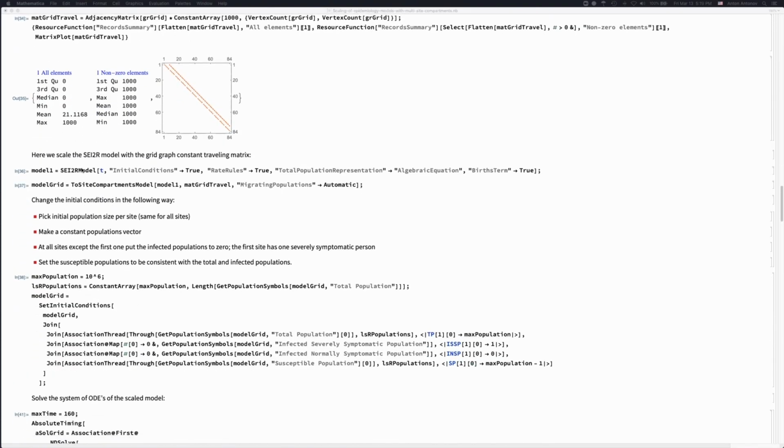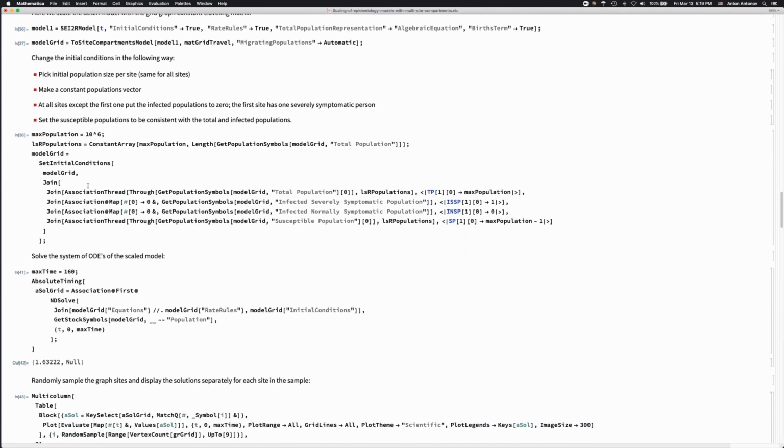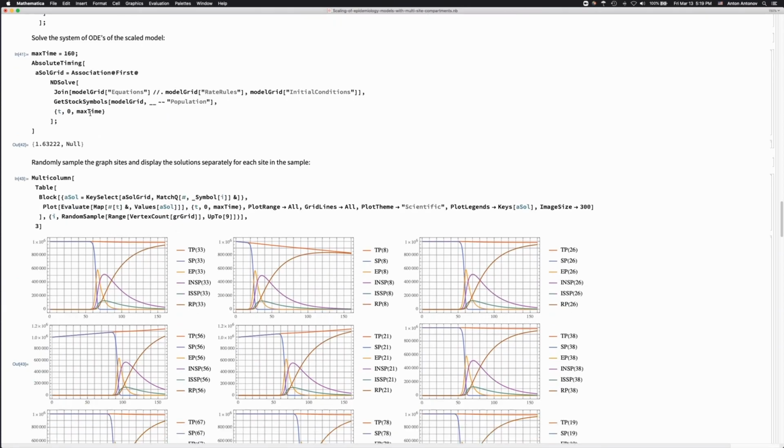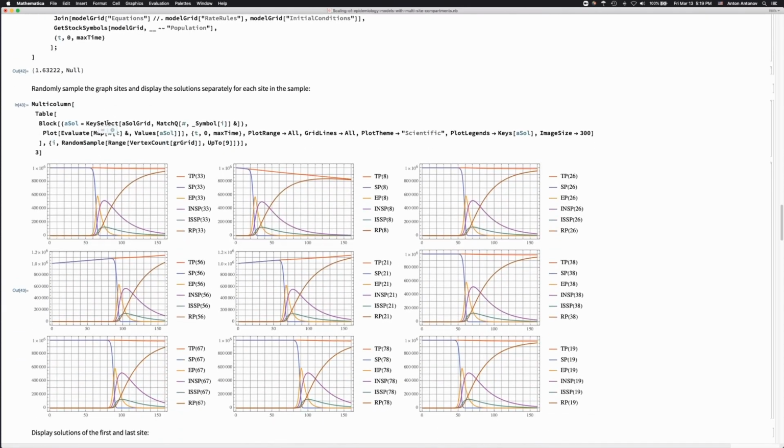And I have scaled, again, I'm using a single model. I am scaling it here. And I'm going to explain the initial conditions, but after we have selected the initial conditions and solved the system, these are our results. And we can see that, generally speaking, for the lower index sites, the evolution of the infected, recovered and susceptible populations happens earlier, right? For the higher indexed sites, this happens later.